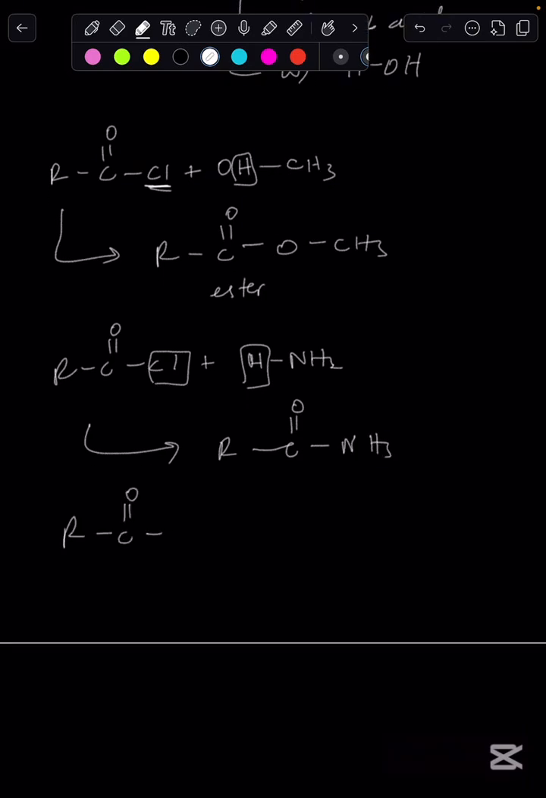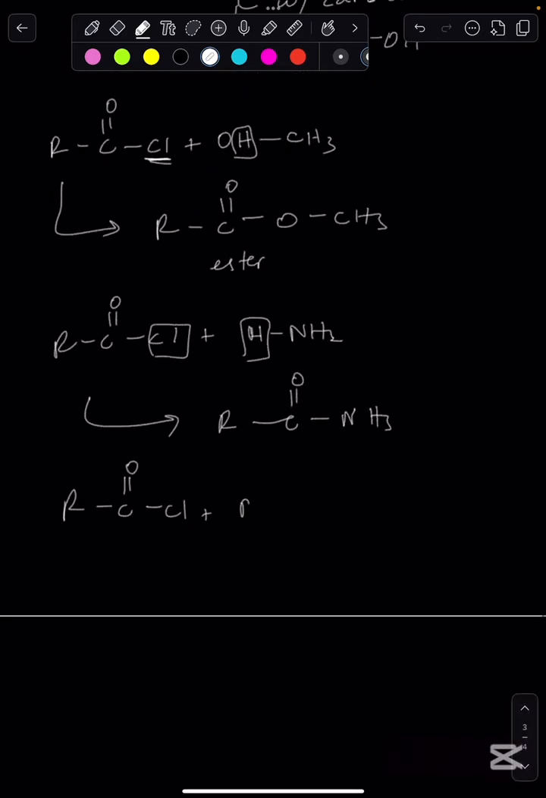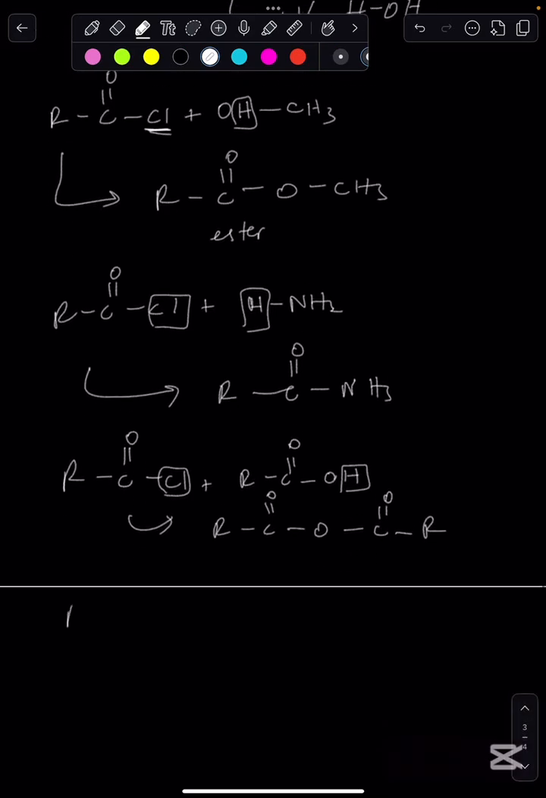And then with carboxylic acid we may form an acid anhydride. And then with water we may form a carboxylic acid.